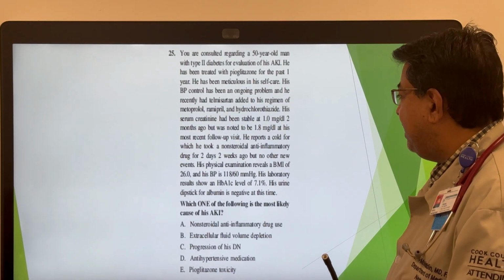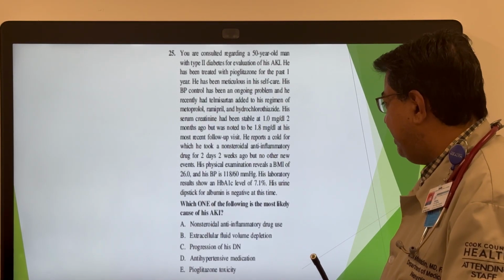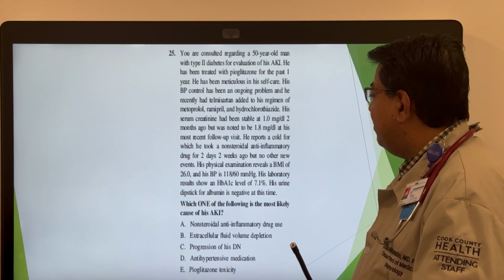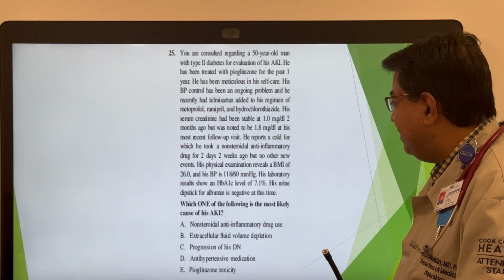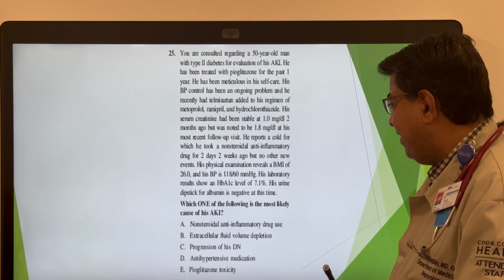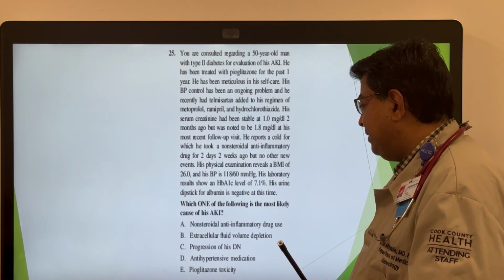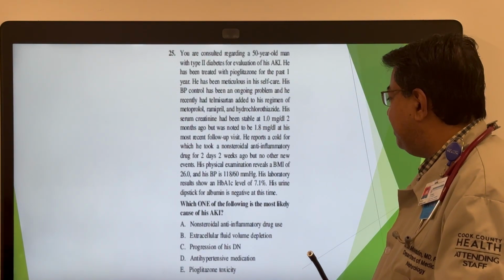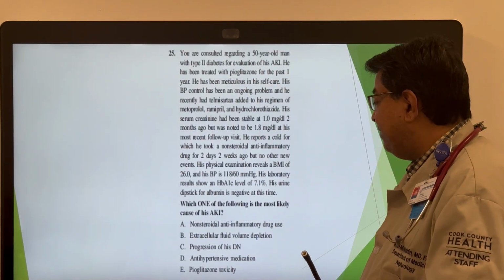ramipril, and hydrochlorothiazide. His serum creatinine had been stable at 1 milligram per deciliter 2 months ago, but was noted to be 1.8 milligram per deciliter at his most recent follow-up visit. He reports a cold for which he took a non-steroidal anti-inflammatory drug for 2 days 2 weeks ago, but no other new events. His physical examination reveals a body mass index of 26, and his blood pressure is 118/60.